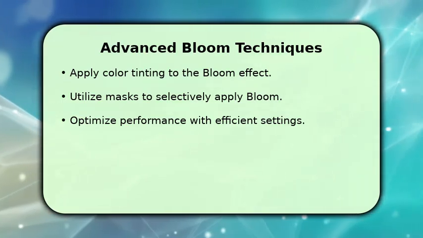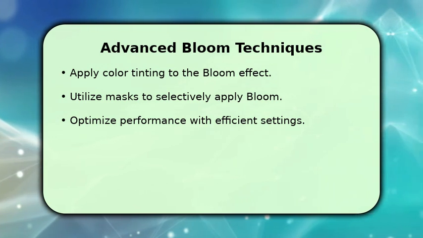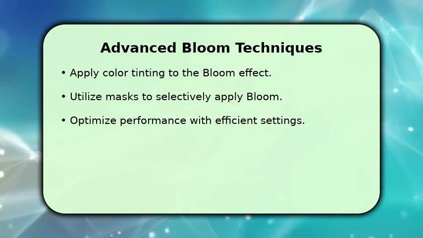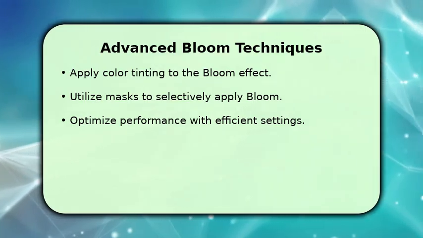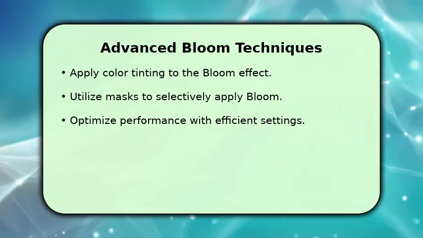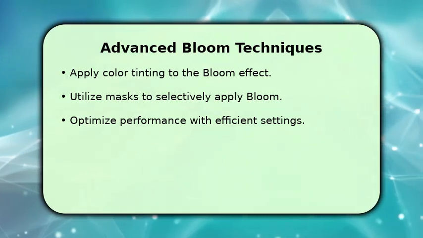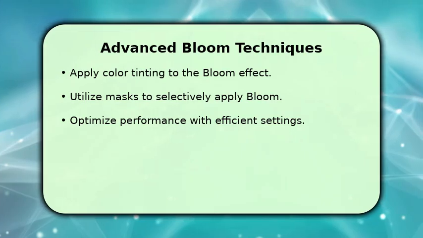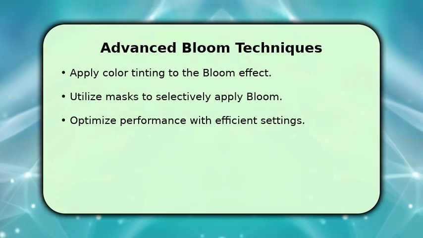Many Axiom versions allow you to tint the bloom color, adding a warm or cool hue to the glow. Consider using masks or layers to apply bloom only to specific objects or regions, preventing unwanted overexposure elsewhere. Remember to balance visual quality with performance. Excessively high settings can impact frame rates, so aim for a sweet spot, perhaps a radius of 0.5.